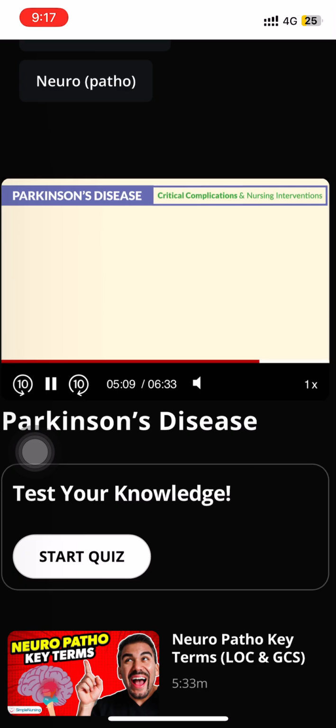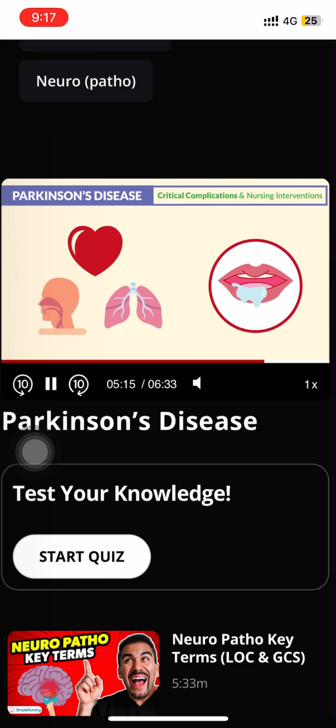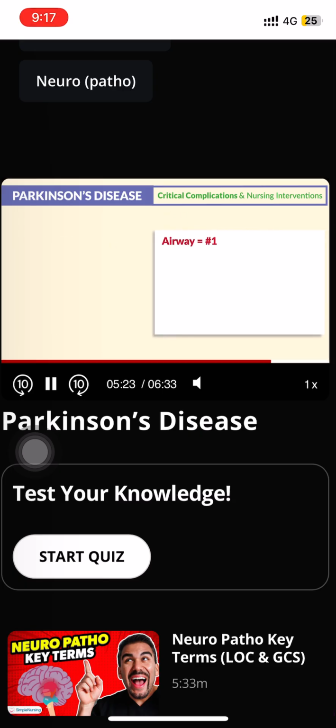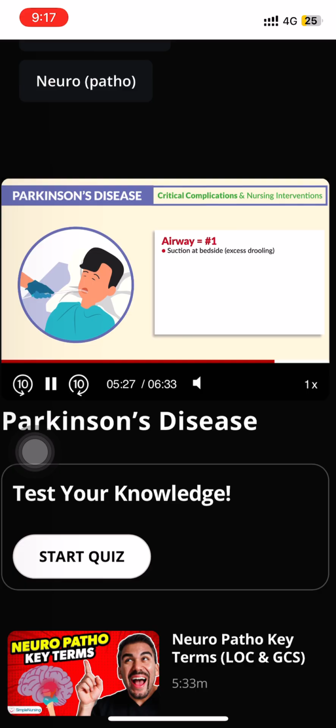As far as critical complications and nursing interventions, again, think of the ABCs here. So think the client has excess secretions, lots of drooling, right? So a huge risk for aspiration, basically breathing in that drool. So airway is number 1 here, so write this down. Suction at the bedside for that excess drool.